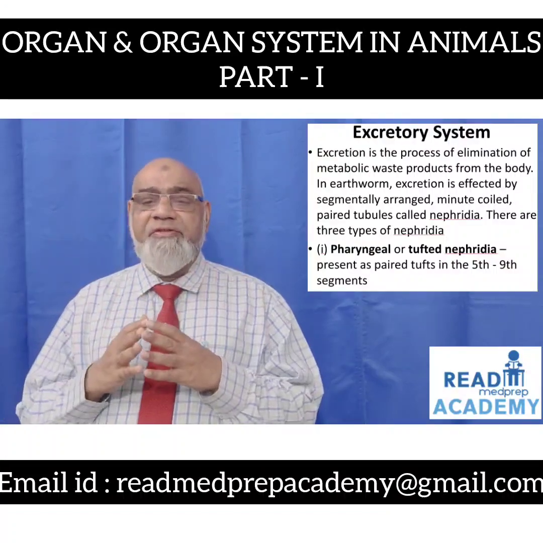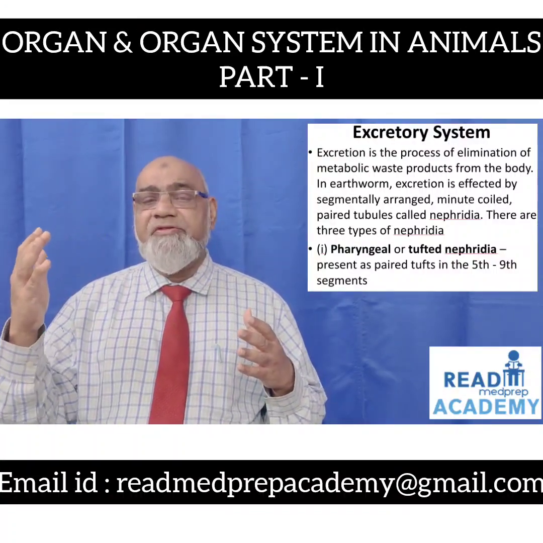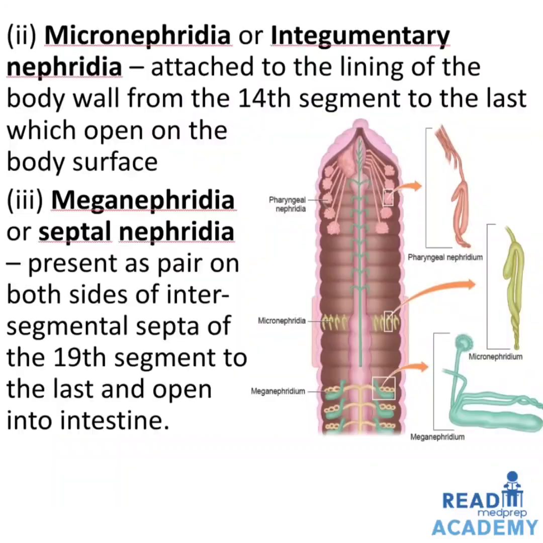Pharyngeal or tufted nephridia are present as paired tufts in the 5th to the 9th segments. Micronephridia or integumentary nephridia are attached to the lining of the body wall from the 14th segment to the last, which open on the body surface. Meganephridia or septal nephridia are present as a pair on both sides of the intersegmental septa from the 19th segment to the last and open into the intestine.